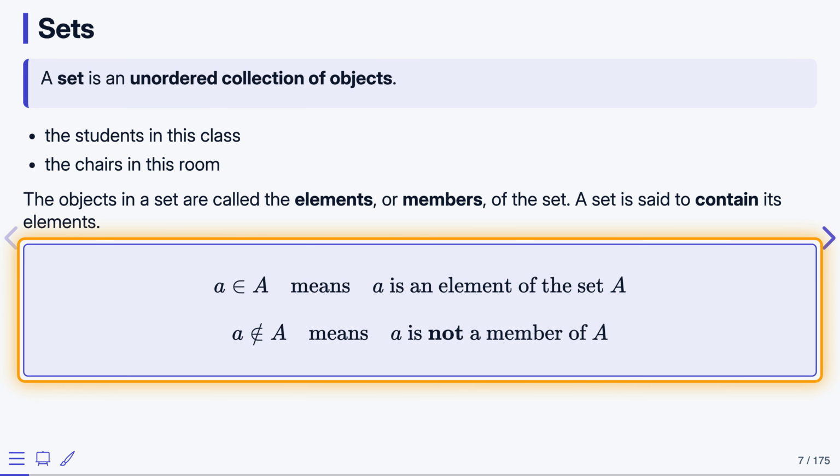There is a special notation for membership. We write a, then a rounded symbol like a curvy E, then capital A. Read that as, a is an element of the set A, or more simply, a is in A. If a is not a member of A, we draw a slash through the same symbol. Read it as, a is not in A.